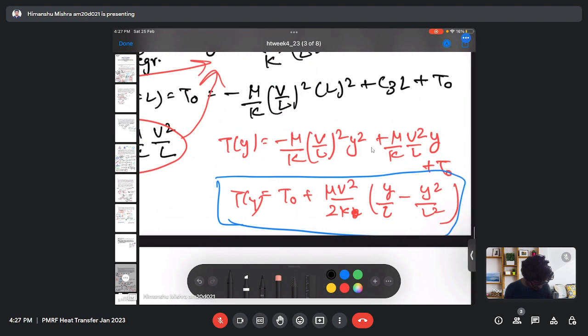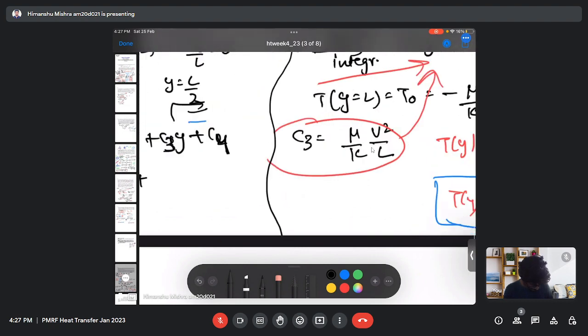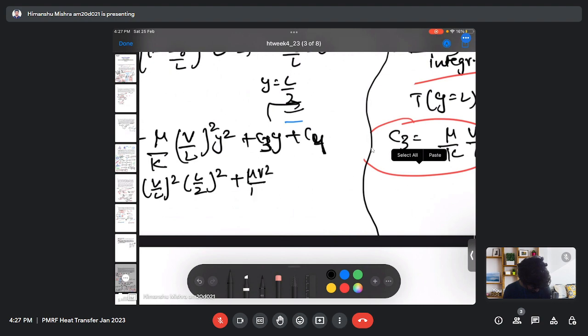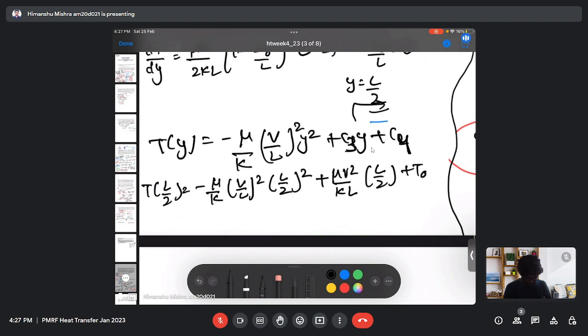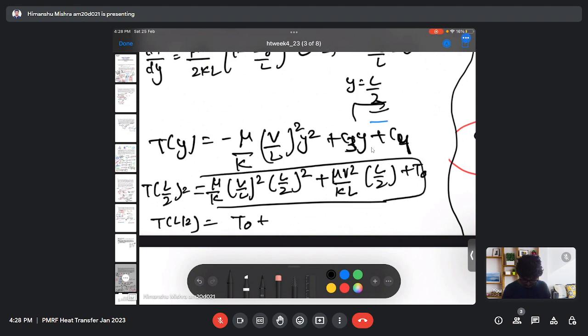C3 is, this is my C3. So when I simplify this, my temperature at L by 2 will become, on just simplification of this expression, so this is my maximum temperature.